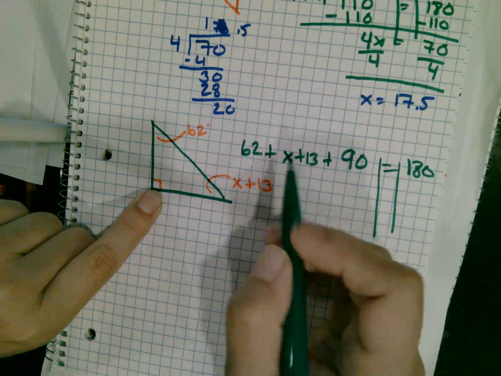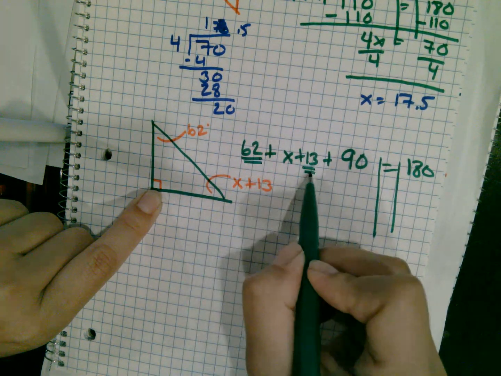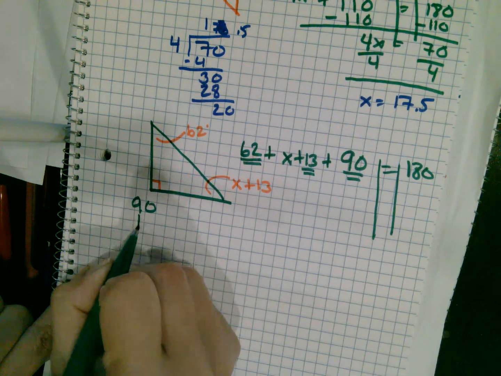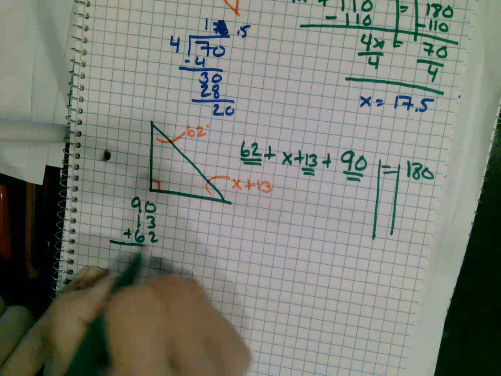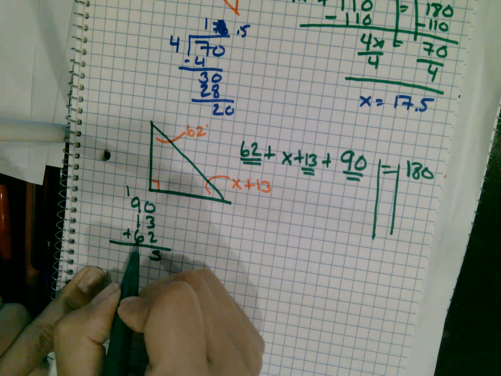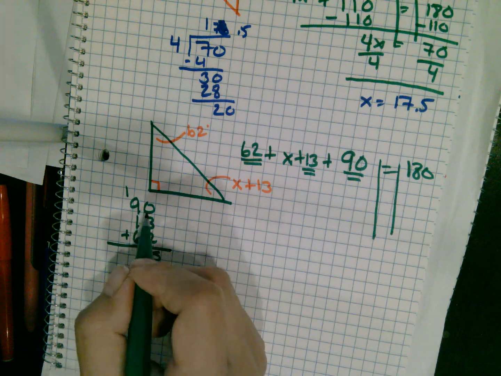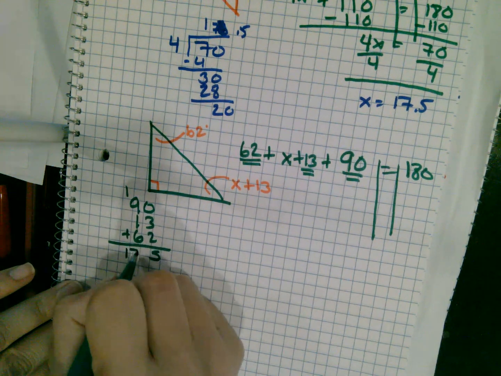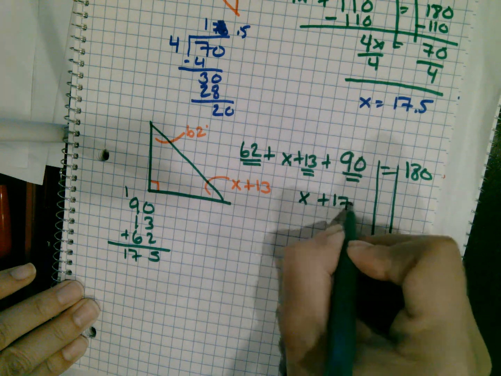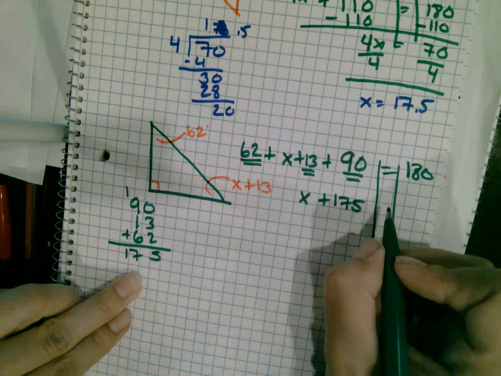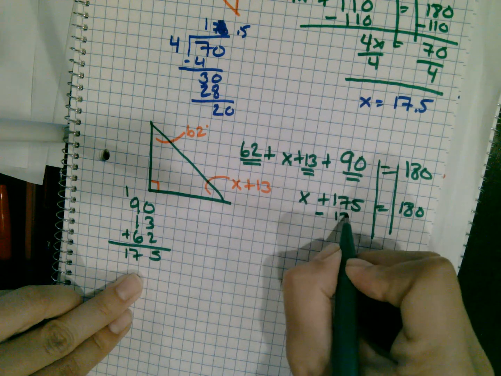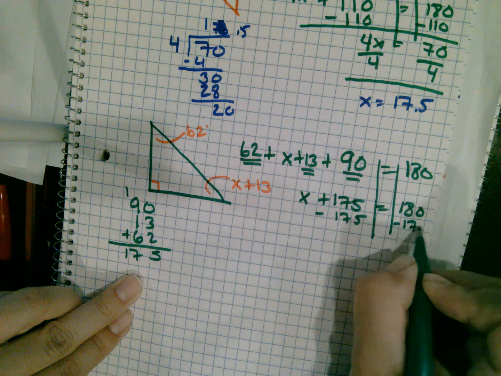Okay, so I'm going to add this number and this number together. Now, I don't want to make a mistake. I'm going to add them up on the side, right? 15, carry the 1. 17. So x plus 175, right, is equal to 180. So I'm going to subtract 175 minus 175.